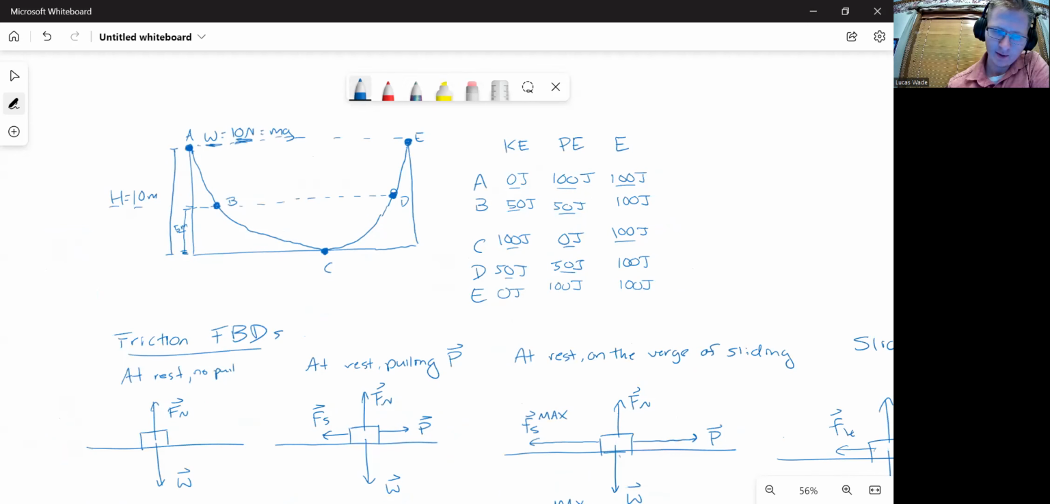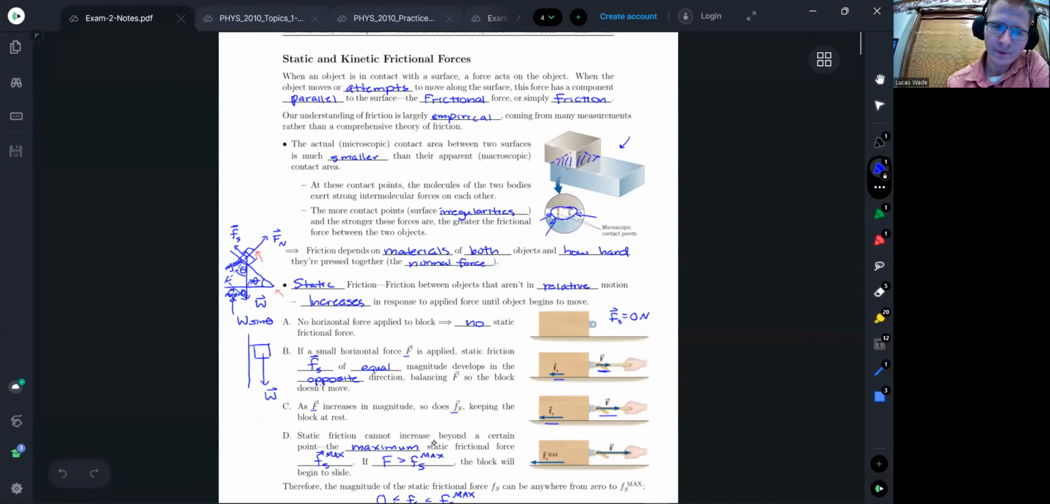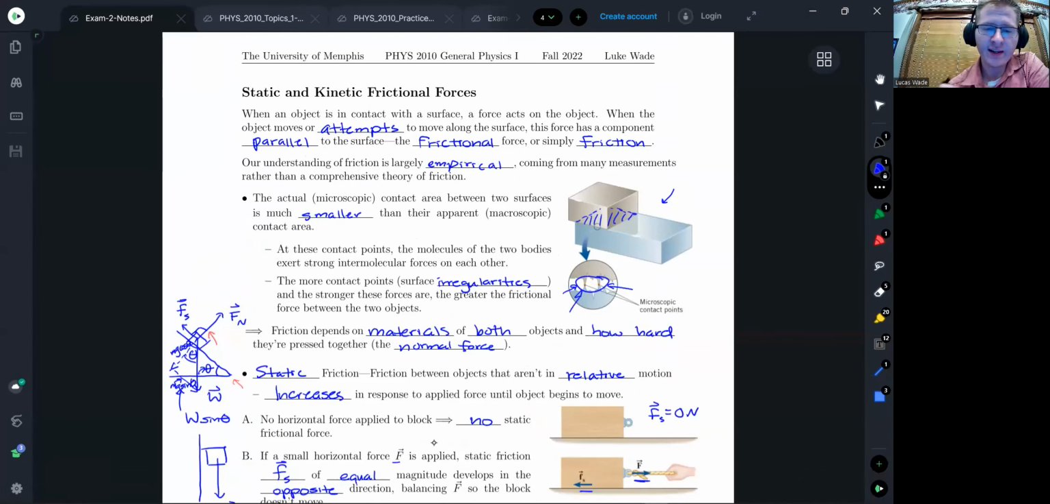And that is the point at which we moved into just covering or reviewing the notes quickly. So the big takeaway on this page is that the two main things that friction depends on are the materials of both objects that are in contact to generate that frictional force, and then how hard they're pressed together, which is given by the normal force that either object supplies on the other.